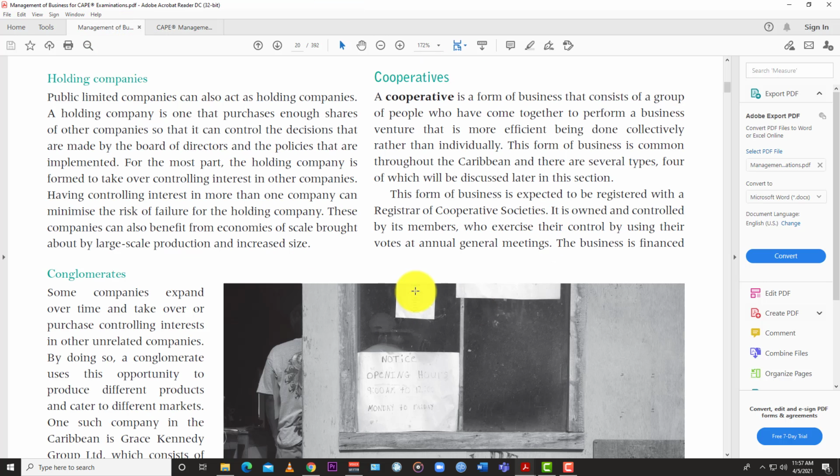And so we have a cooperative is a form of business that consists of a group of people who have come together to perform a business venture that is more efficient being done collectively rather than individually. And so you have the definition right there for a cooperative. It's a group of people coming together to perform a business venture that is best done as a group as opposed to individually. If you go about it individually, it's going to be to your disadvantage. It might be too much for you as one business person. The cost might be too great for you alone to bear.